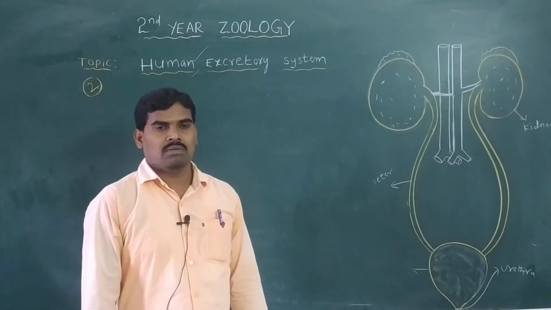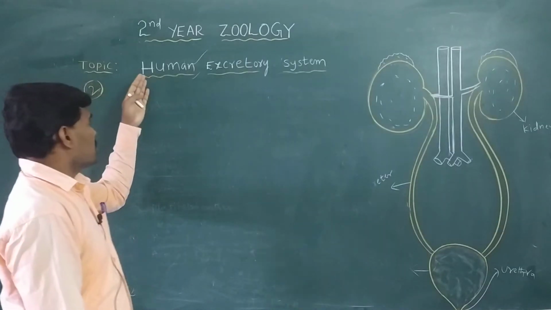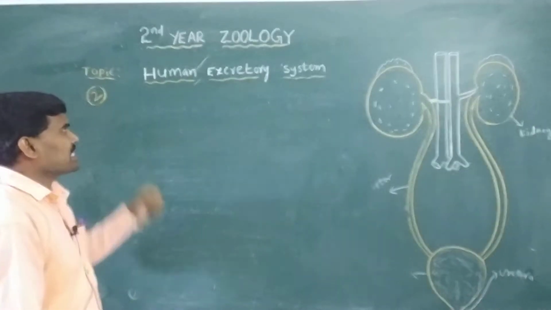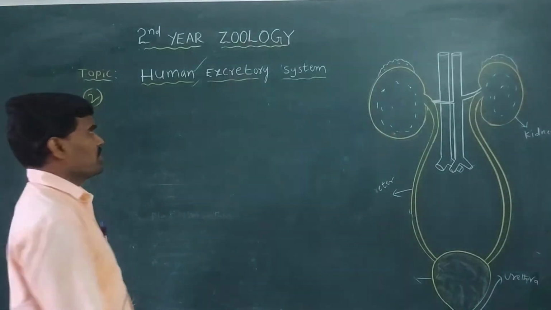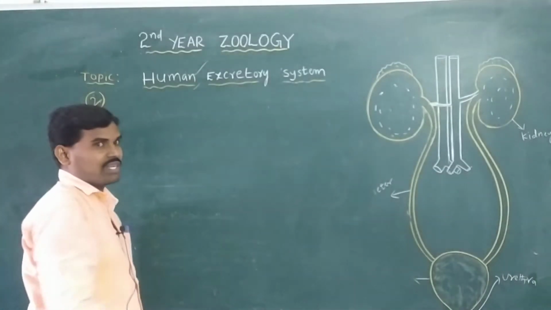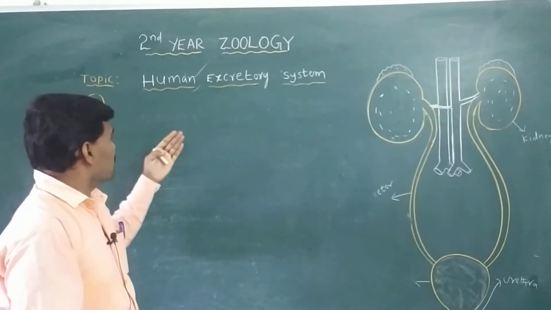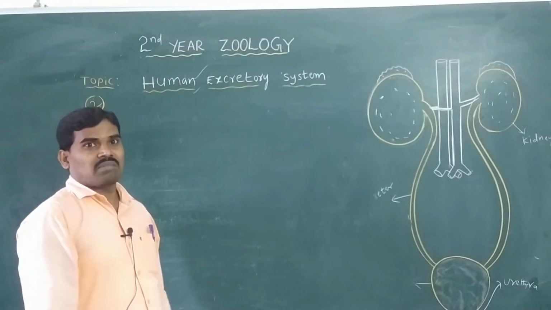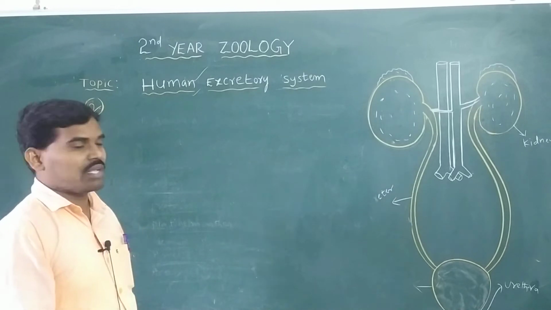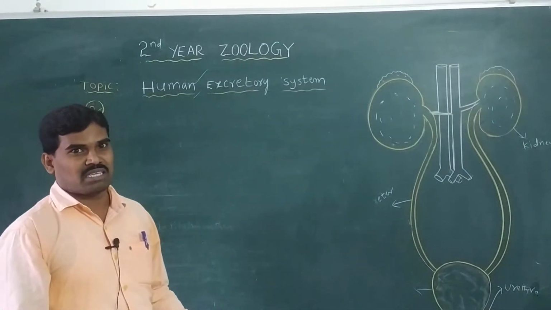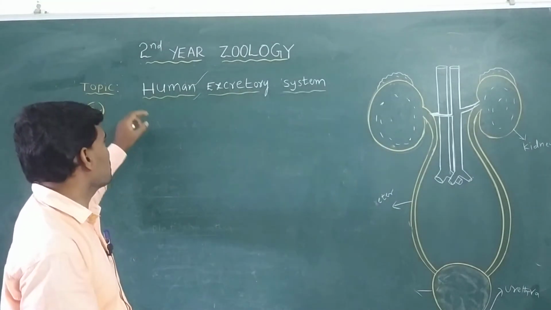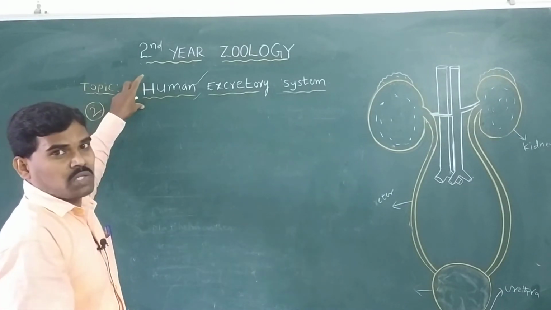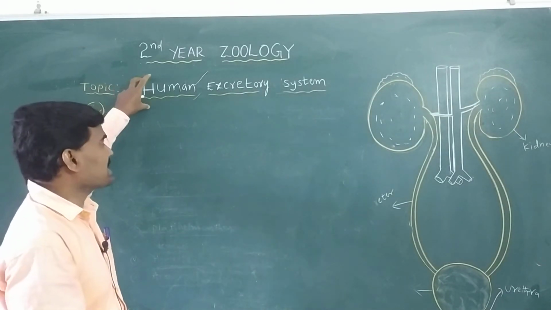Okay students, now we are going to discuss the human excretory system. In the previous class, we discussed how animals excrete waste materials, and the types of excretory organs in different animals. Now we are going to discuss the human excretory system.